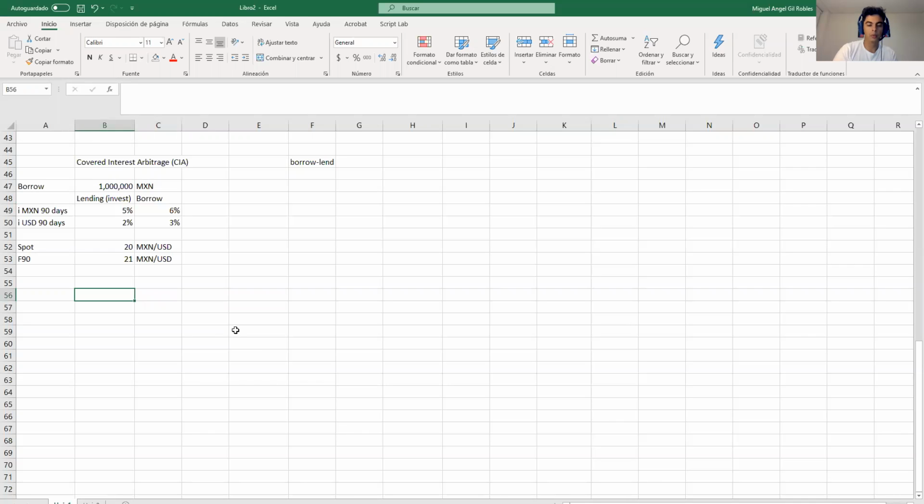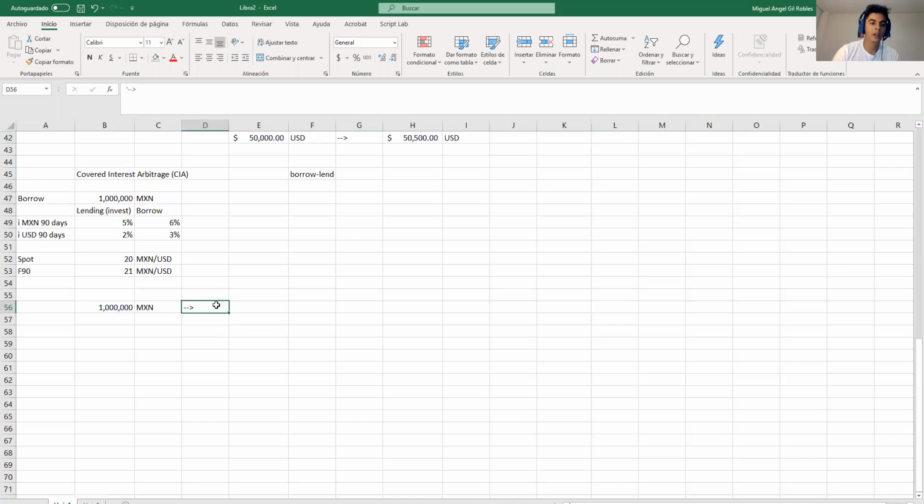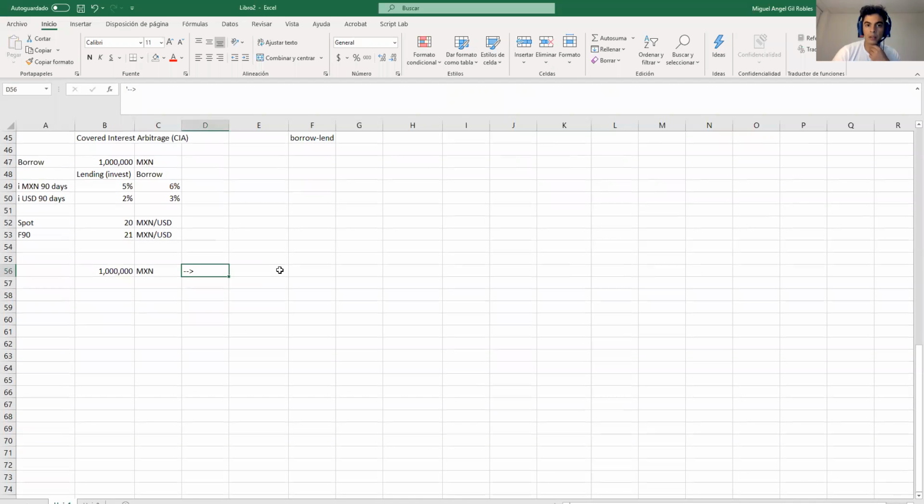So the first step will be to write down that we have 1,000,000 pesos, but we need to be careful because now this is the money that we are going to borrow. So I need to calculate the future value of 1,000,000 pesos, because that will tell me how many pesos I need to pay back in the future, because this is money that I am borrowing. So I will write it like this.